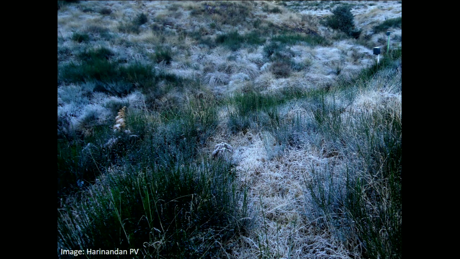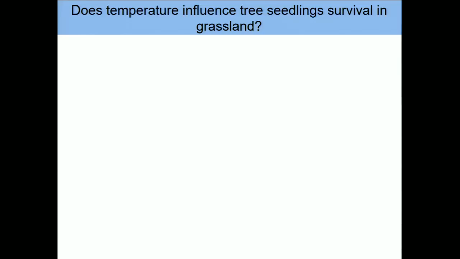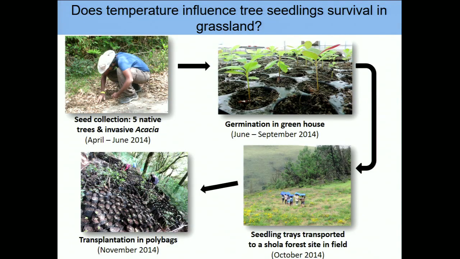Whereas at the same time inside the forest, temperature remains well above freezing point. We decided to focus on this and ask whether this nighttime freezing temperature and resultant frost in grassland limit or influence the tree seedling survival in these grasslands. So to address this question, we collected seeds of 5 native trees and invasive acacia from the field. We germinated them in the greenhouse and when they attained 3 months of age, we transported them back to the field and then transplanted them into polybags filled with grassland soil.